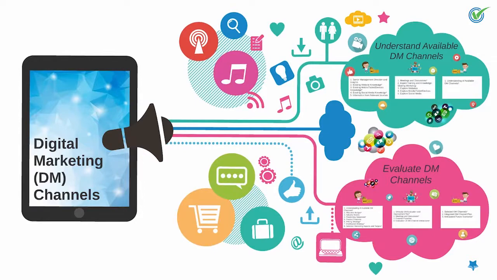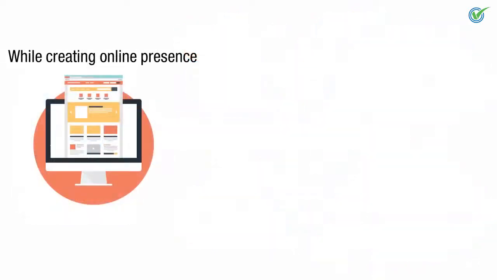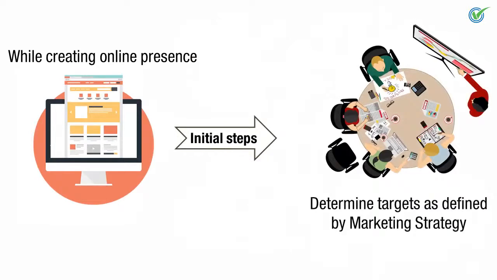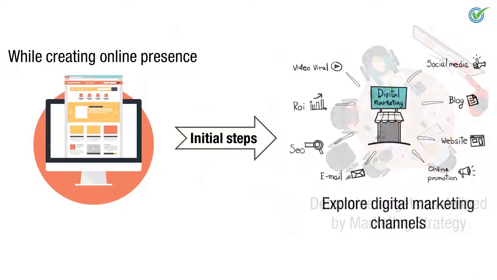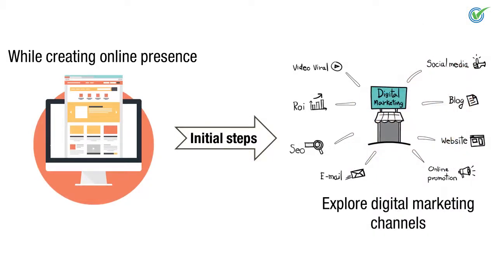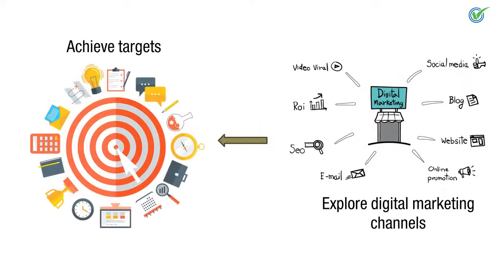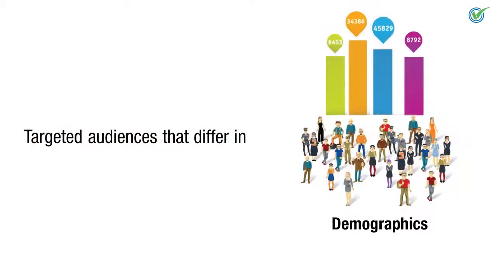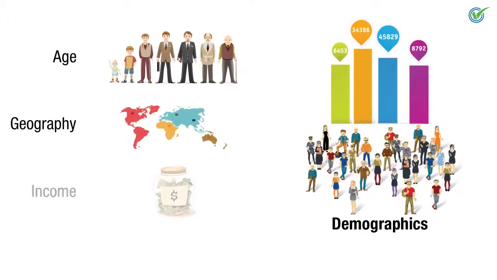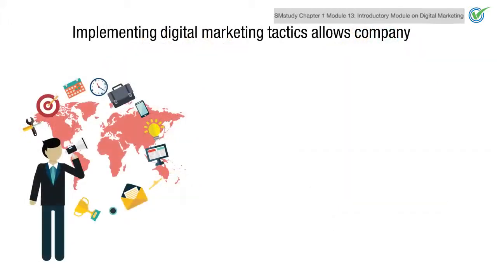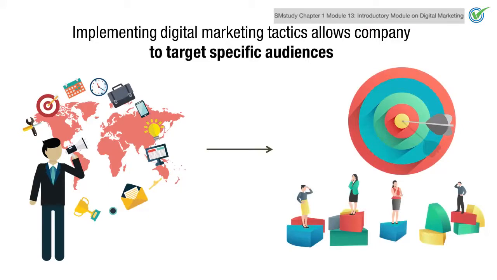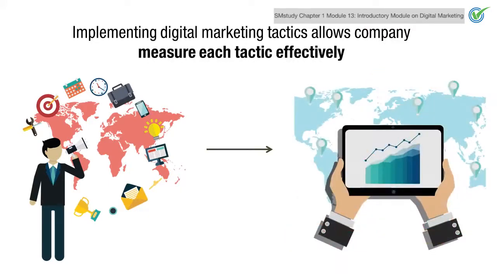So let's begin. When creating an online presence, one of the initial steps is to determine the targets as defined by the marketing strategy, and then explore the various digital marketing channels available to achieve those targets. Companies typically market their products or services to targeted audiences that differ in demographics such as age, geography, and income. Implementing digital marketing tactics allows a company to target very specific audiences and measure each tactic effectively.